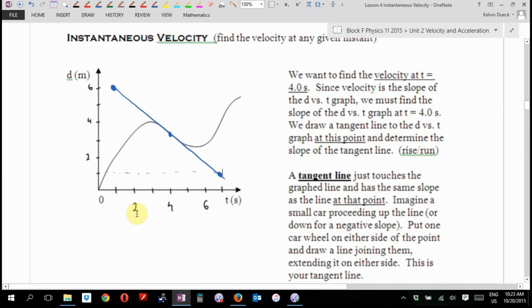I wrote here, by the way, a tangent line just touches the graphed line and has the same slope as the line right at that point. You can imagine a small car proceeding up the line, or down for negative slope. I've seen some teachers have the students draw a little car, and the line between the wheels was the slope of the tangent line.